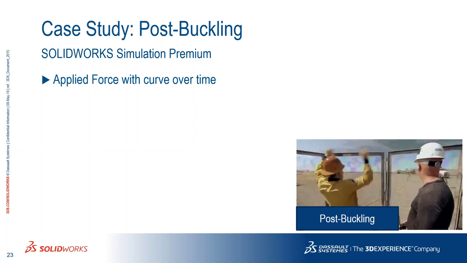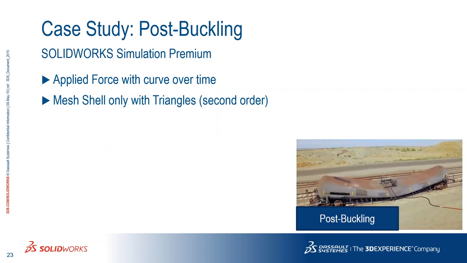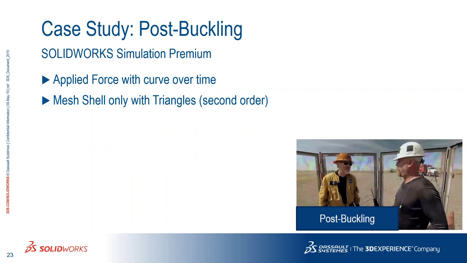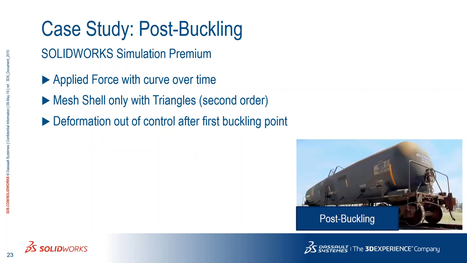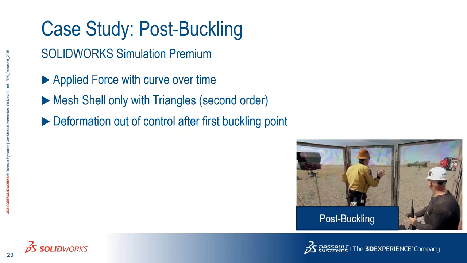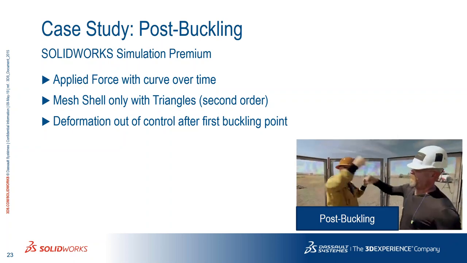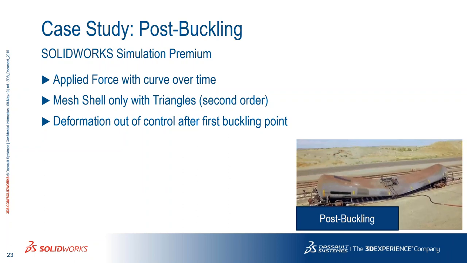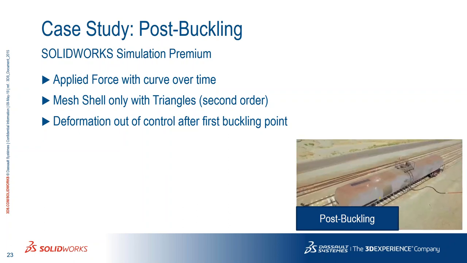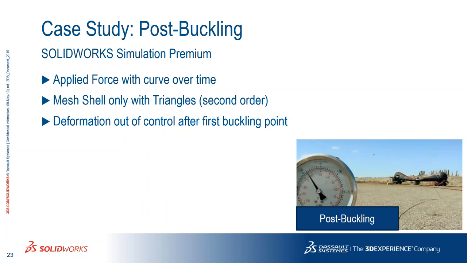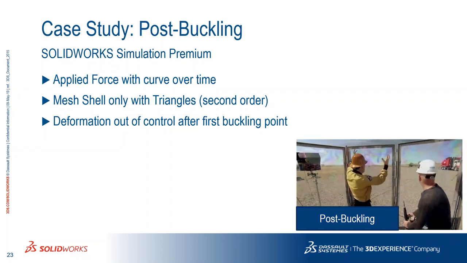Here in Simulation Premium, we have applied the force again with the curve over time. We could use only the shell mesh with triangles, first or second order. And the deformation was out of control after the first buckling point. Why is that? Because, as I said, buckling is a very high speed process. So after the first buckling point, you have really milliseconds in which the deformation goes very, very large. So for a nonlinear static approach, this produces a lot of instability. It's very complex stuff to analyze. So the deformation is not in control, and we don't have any other means to control the simulation.